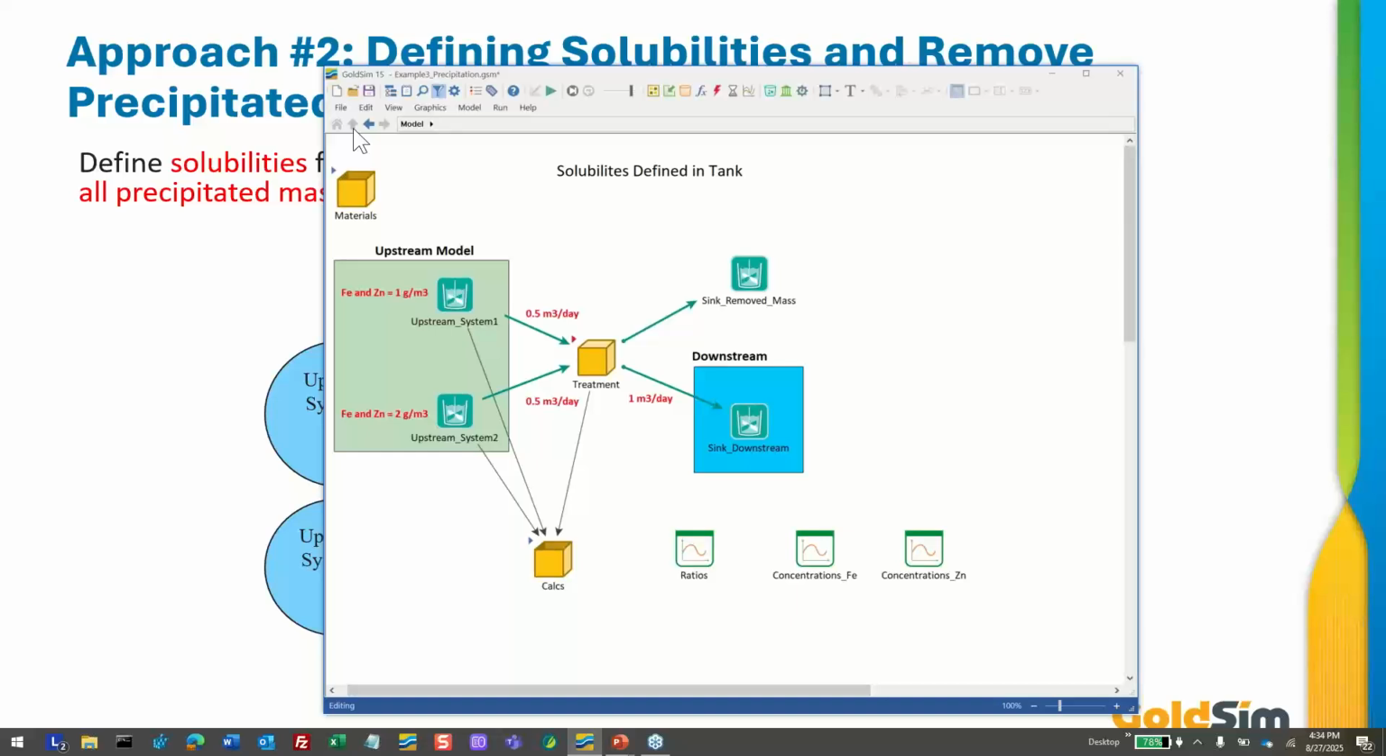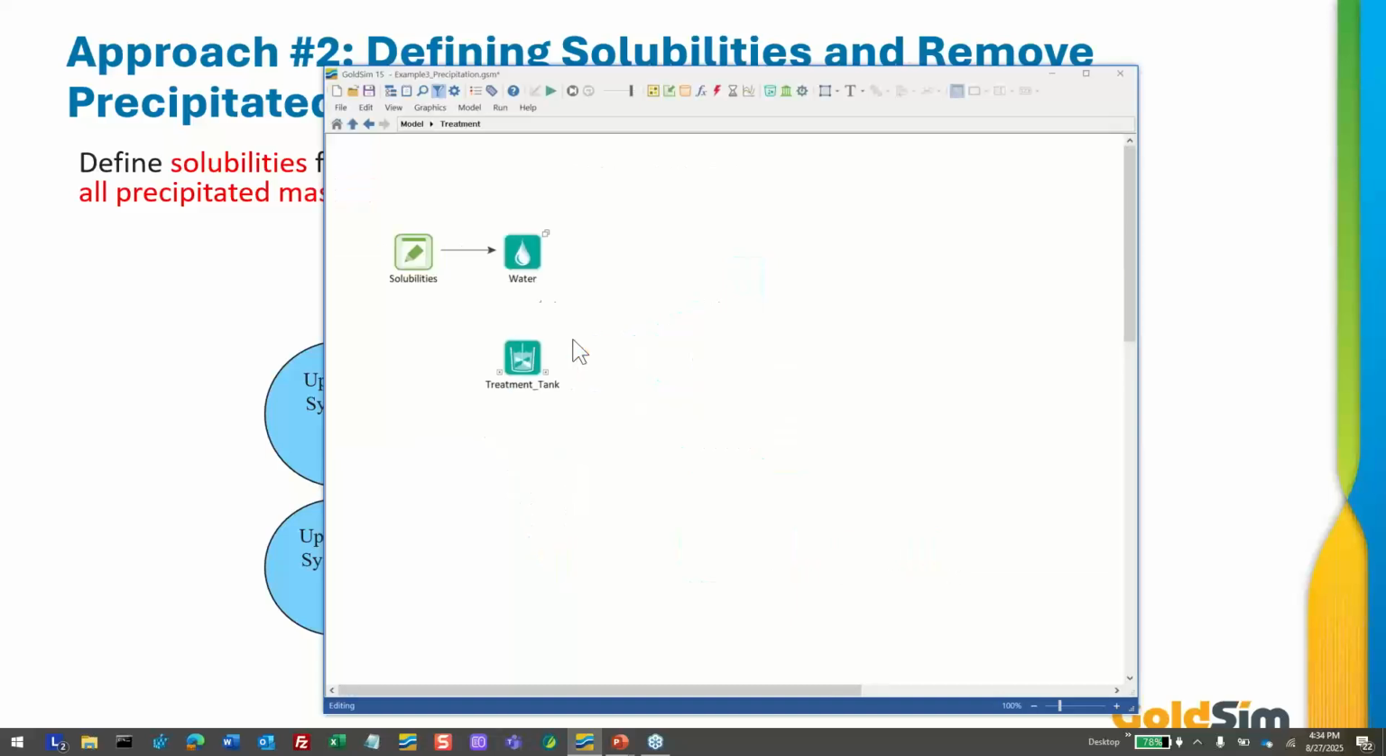Now, in a complicated model, you can have different solubilities all over the place. Usually you don't, but you could, right? And in this case, you certainly have to, because the whole process here is that the treatment plant is modifying something. We're adding something, lime or something, or we're adjusting the pH to change the solubility. So that's what we've done here. All we've done is assign a solubility to the water.